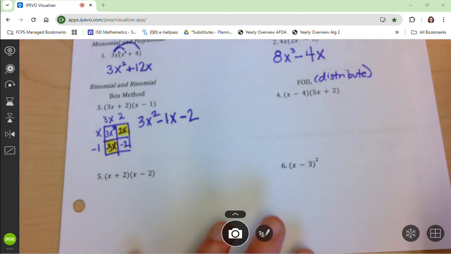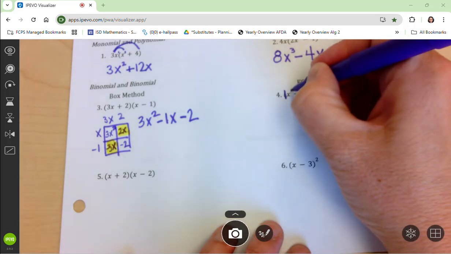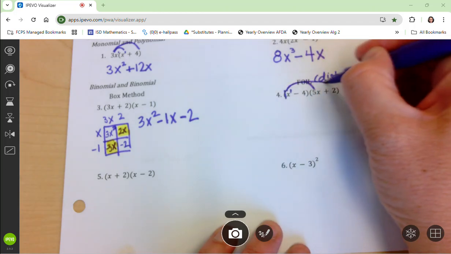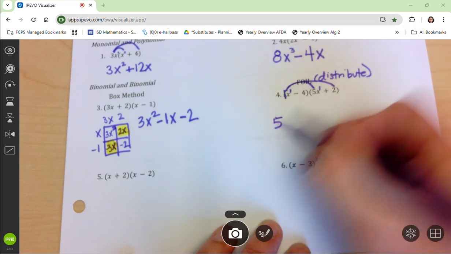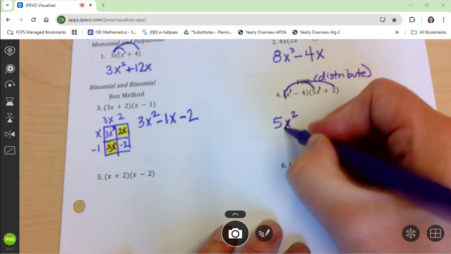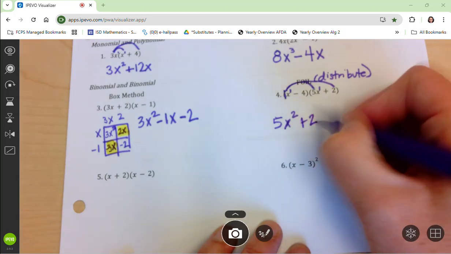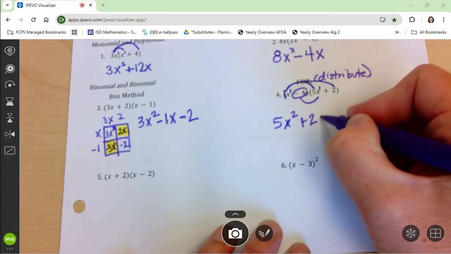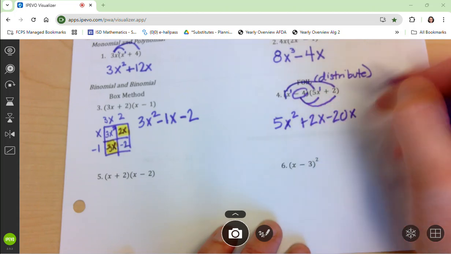Okay, let's distribute. So for this one, remember if I have x, that's the same as 1x. And if I don't have an exponent, I can give it a 1 so that when I distribute, I know what to multiply and what to add. 1 times 5 is 5. X to the 1 and x to the 1, that adds up to x to the 2. So I get 5x to the 2. 1x times 2 is 2x. Then negative 4 times 5x is negative 20x, and negative 4 times 2 is negative 8.